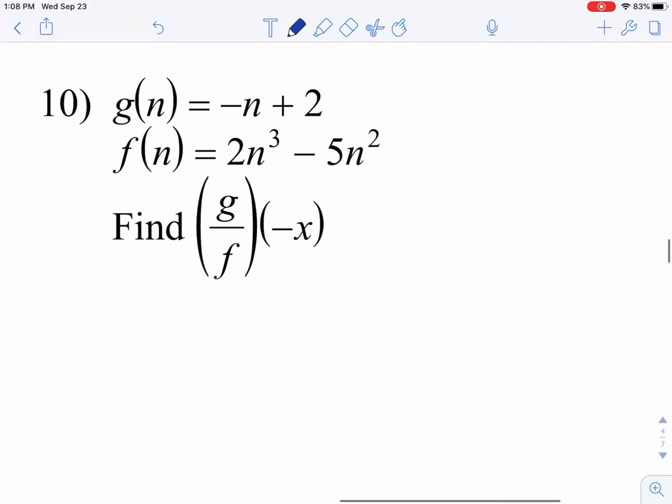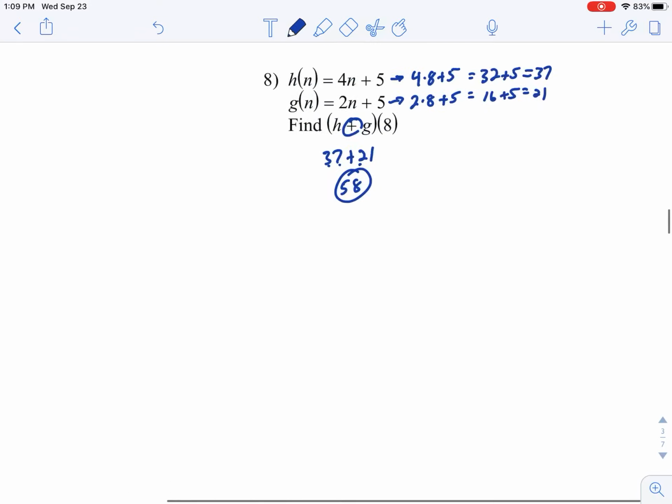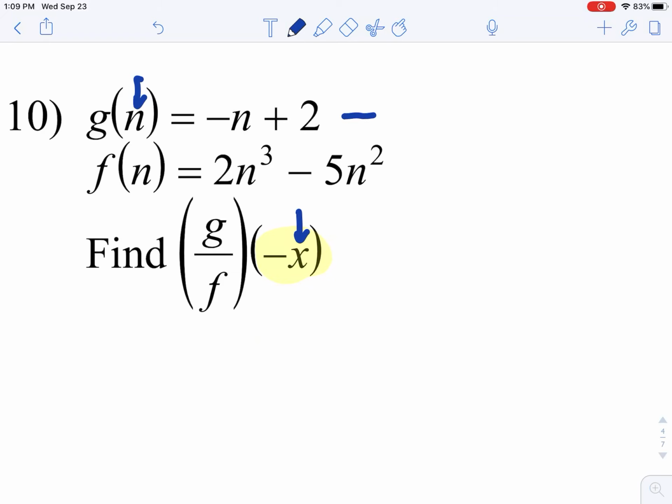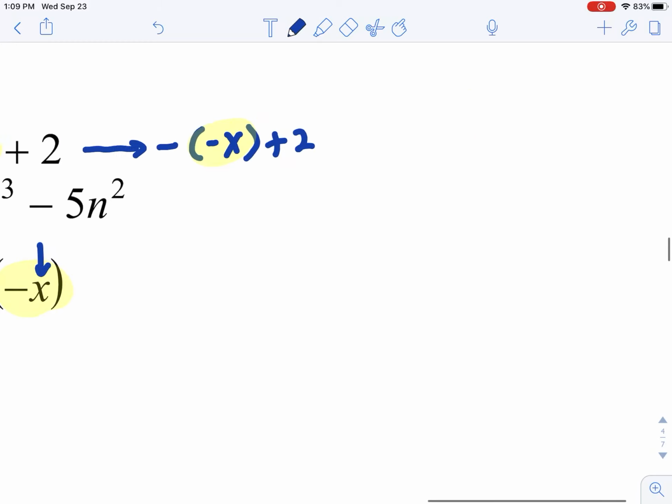Okay, now find g divided by f of -x. So this time we need to plug in a variable, a variable expression. It's not just a variable, it's a variable expression. So you see the variable here is n. We're supposed to plug in a -x. You can plug in anything. We've been plugging in numbers up here, but the way functions work, anything can get substituted into the problem. So this is going to become, instead of -n plus 2, you see where this n is, I put parentheses. I'm going to write a -x in there. -x plus 2 becomes x plus 2.